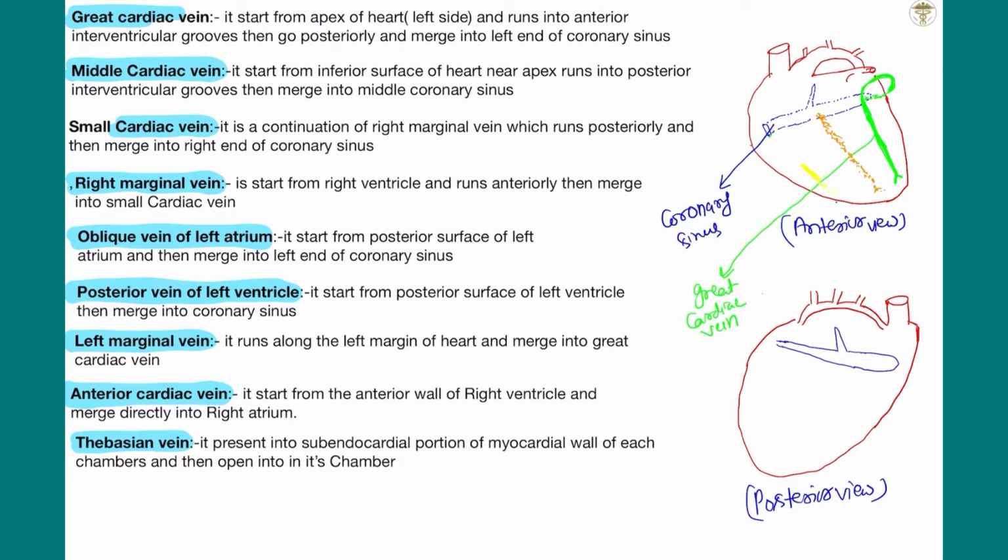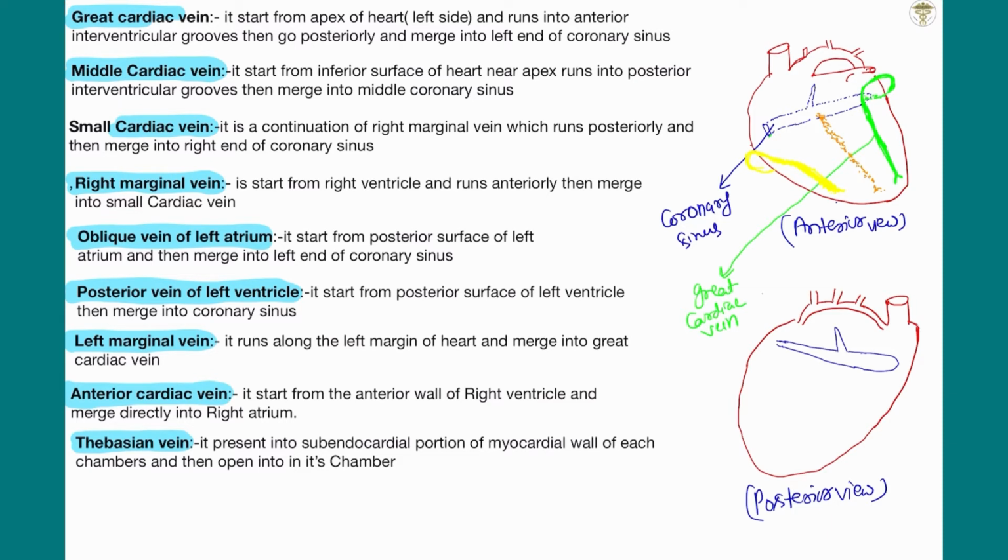This is present in the anterior view, so I will not make it with a dotted line. I will make it a solid line. This is the right marginal vein. It is present on the margins of the heart, near the margin of the heart. So I will say this marginal vein goes posteriorly, and after that it merges into the small cardiac vein.